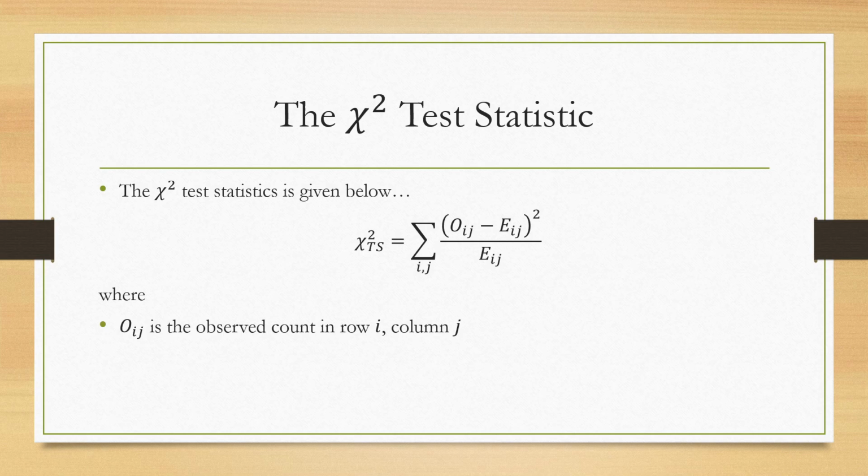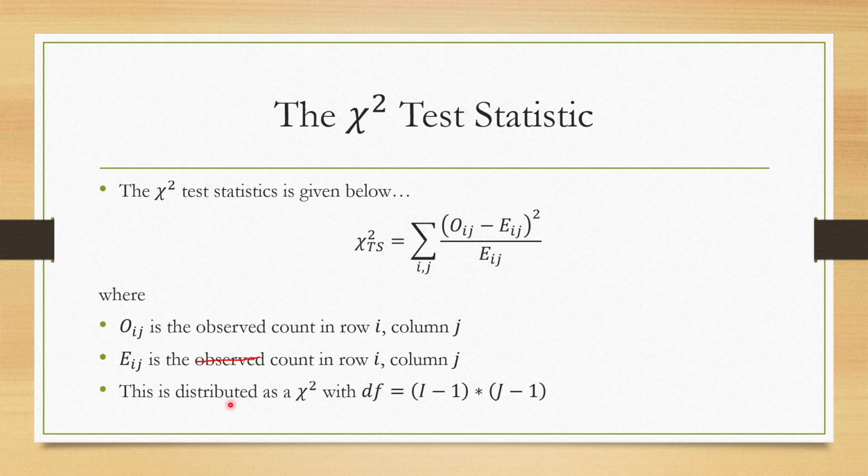Again, O is the observed count in that particular cell, the cell of the ith row in the jth column. E is the expected count. Excuse me, this is a typo. This should say expected count in row i, column j. So fix that in your notes, please.